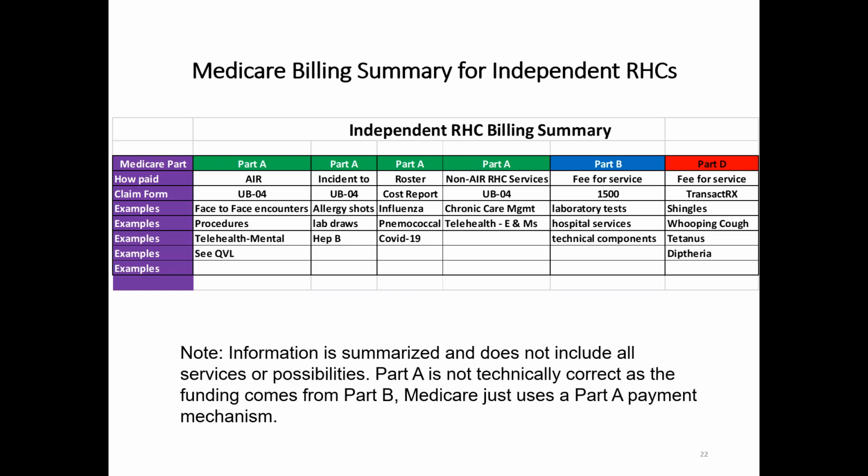That will go on the UB04 as an incident to service. And then you do not bill 93000, the global fee for EKG. No globals in rural health clinics. No globals, no groups. That's been the standard for many years now.